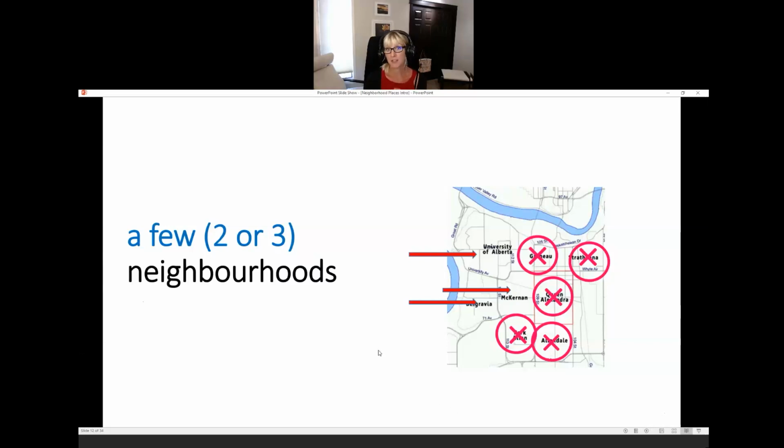How many neighborhoods have playgrounds? Only a few.